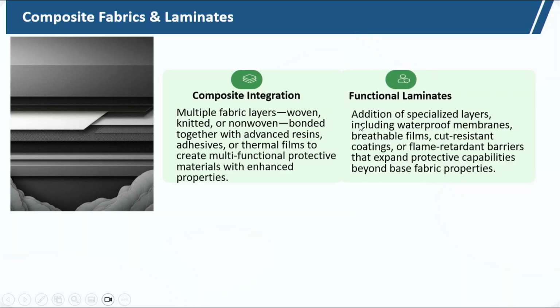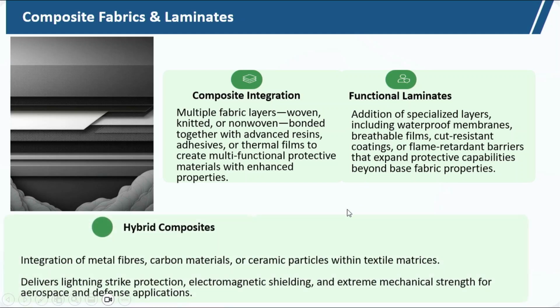Functional laminates are the addition of a specialized layer, including a waterproof membrane. A waterproof breathable film is laminated with the non-woven fabrics to create a fire protective suit that is breathable. Hybrid composites are used for integration of metal fiber, carbon material or ceramic panels within the textile to enhance the protective performance.